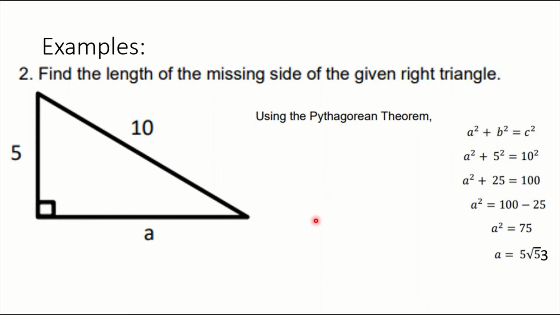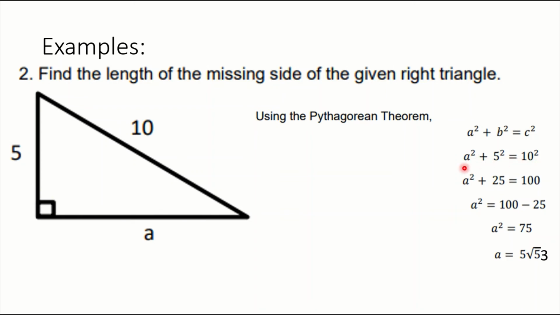Another example. Using the Pythagorean theorem, here is the example. The hypotenuse is 10, the value of A is unknown, the value of B is 5. So meron kang A, B, and C. So ang wala ka lang ay yung letter A. So A squared plus 5 squared is equal to 10 squared.